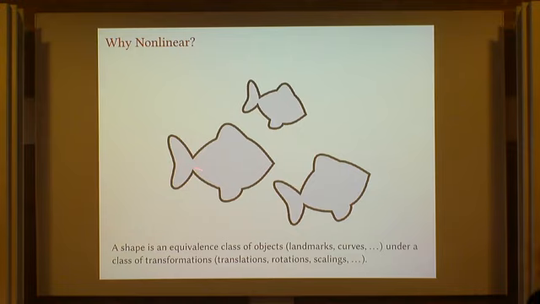So we take, let's say, these curves and we translate and rotate, and sometimes also change size, but we want to say that they represent the same shape, so they're always equivalence classes. And as soon as you go to equivalence classes under a certain class of transformations, you lose linearity.